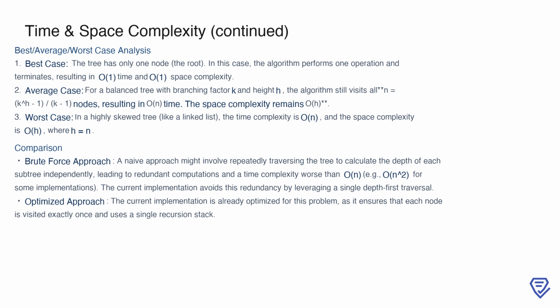In the worst case, we have a highly skewed tree that resembles a linked list, where the time complexity is O(n), and the space complexity is O(h), with h equal to n. Comparing this to a brute force approach that calculates subtree depths independently, which could take O(n²). Our optimized solution avoids redundant computations by using a single depth-first traversal, ensuring O(n) time complexity.